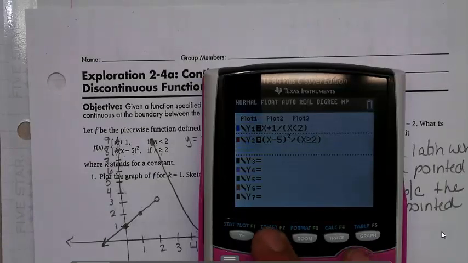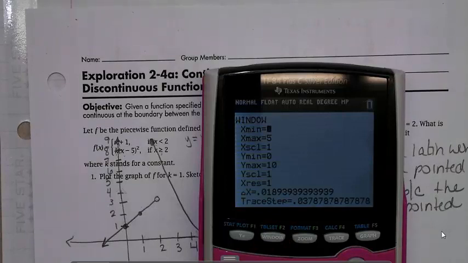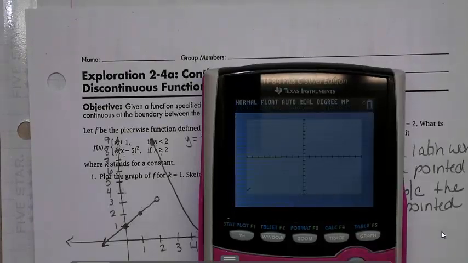I'm going to check my window before I graph this. I think I'm going to make my x max larger. How about 10? And let me make my x min smaller. Let's go negative 10. And my y min is also going to be negative 10. Look at how cool that is. Is that not awesome?